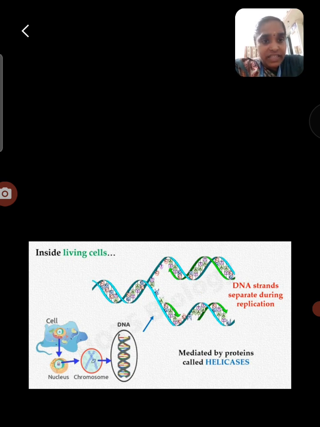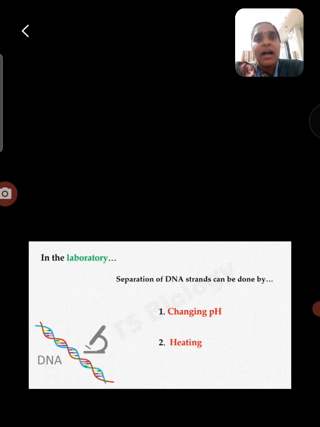Inside living cells, the double strand of DNA separates during DNA replication. This separation disrupts the hydrogen bonds between the bases, and this task is done by a protein called helicase. In a laboratory, the hydrogen bonds of the DNA double helix can be disrupted by two methods. The first method is changing the pH of the DNA solution, and the second method is heating the DNA solution.